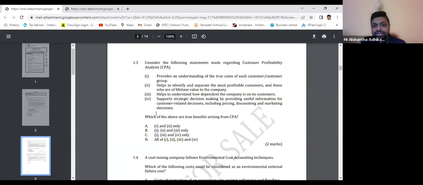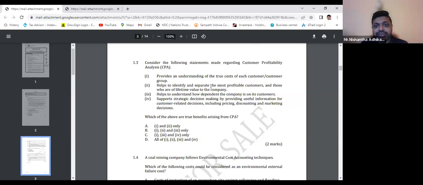Fourth statement given: which of the above are true benefits arising from CPA? If you apply CPA, what are the benefits? We'll see. Number 1, provides an understanding of the true cost of each customer and customer group. Yes, definitely. You can identify what are the costs belonging to each customer or customer group. That is one of the benefits, right?